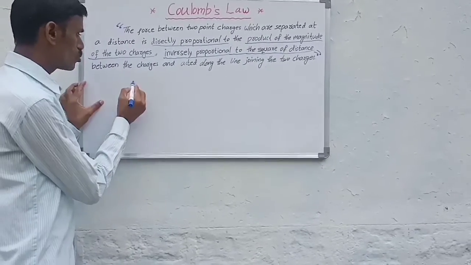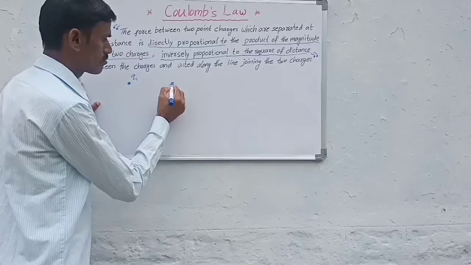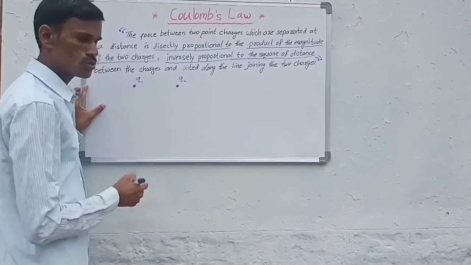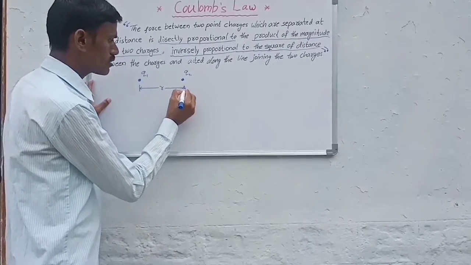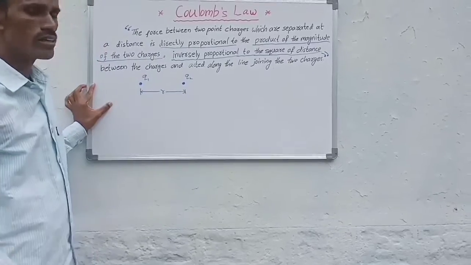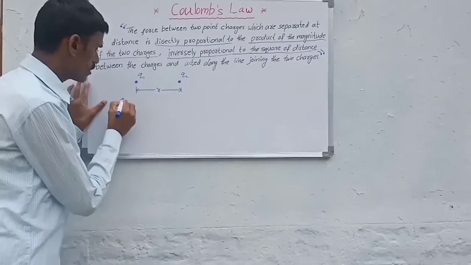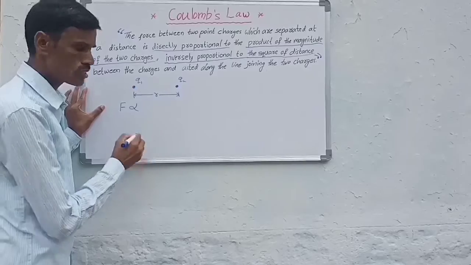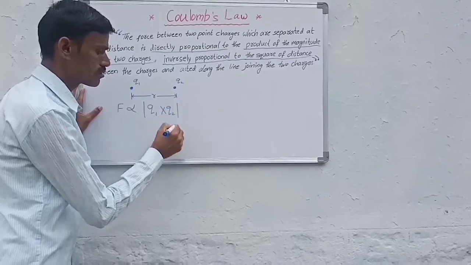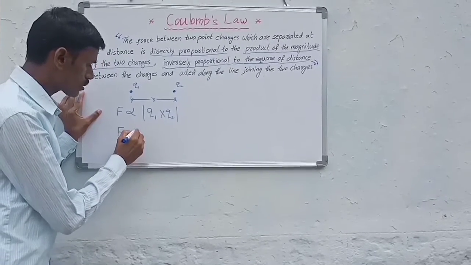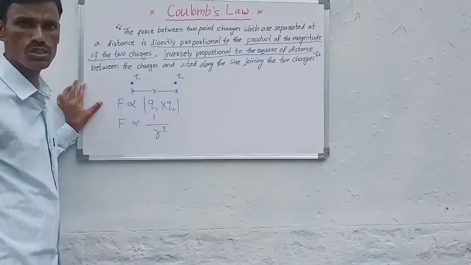Suppose we take two point charges, Q1 and Q2, and the distance between the two charges is R. According to Coulomb's law, the force between the two charges is directly proportional to the magnitude of the product of the two charges and inversely proportional to the square of the distance between them.